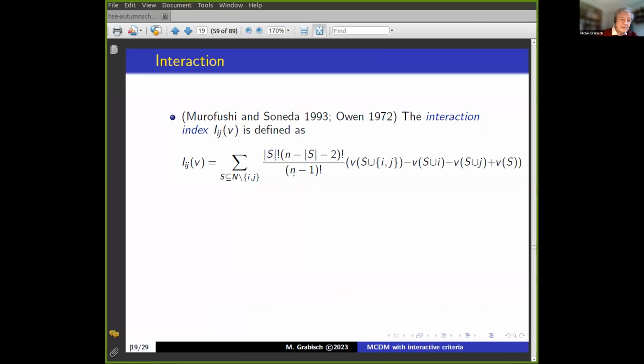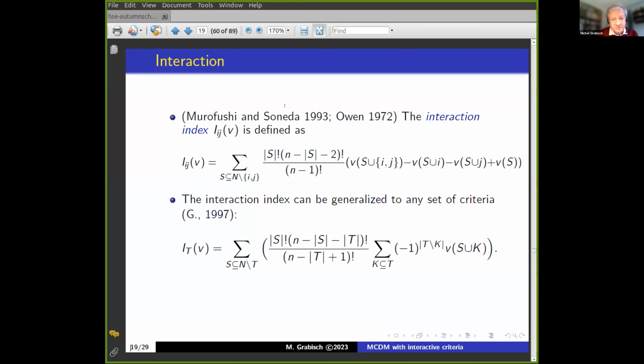Okay. So this was in fact proposed by two people completely independently. Guillermo Owen in game theory, in a paper which was left unnoticed for a long time, and Murofushi and Soneda in a paper written in Japanese, also relatively unnoticed.